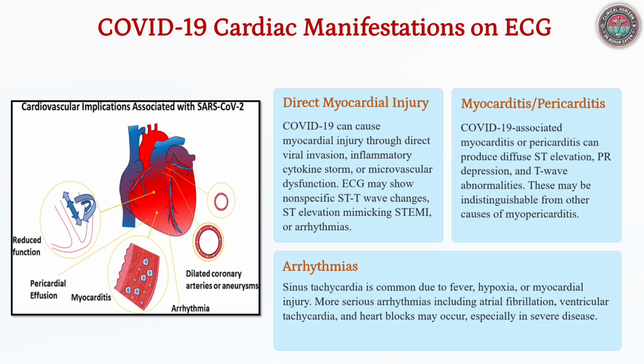COVID-19 cardiac manifestations on ECG. COVID-19 has been associated with a range of cardiovascular complications, including myocardial injury, myocarditis, pericarditis, and arrhythmias. ECG abnormalities may include diffuse ST segment elevation, which is pericarditis-like, T-wave inversions, and QT prolongation. The hypercoagulable state induced by COVID-19 increases the risk of pulmonary embolism and acute coronary syndromes, which may also present with ECG changes. In critically ill COVID-19 patients, continuous ECG monitoring is essential to detect arrhythmias and myocardial dysfunction early.